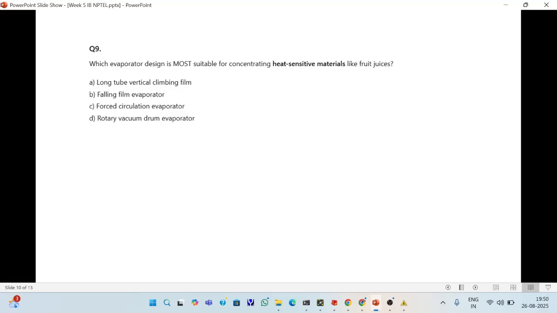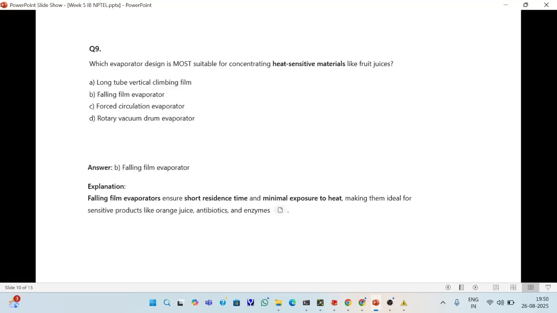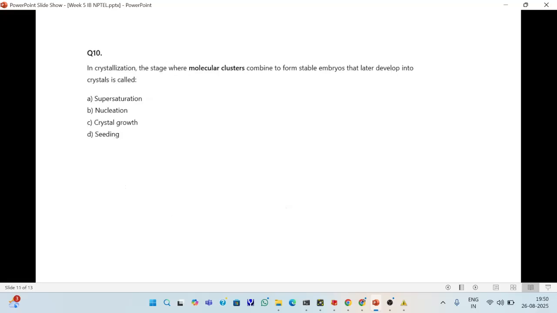Let's see what is the correct answer to this question. It is B, falling film evaporator. So the evaporator design which is most suitable for concentrating heat sensitive materials like fruit juices is the falling film evaporator. So what they do is ensure short residence time and minimal exposure to heat, making them ideal for sensitive products like orange juice, antibiotics, and enzymes. Okay, moving on to the next question.